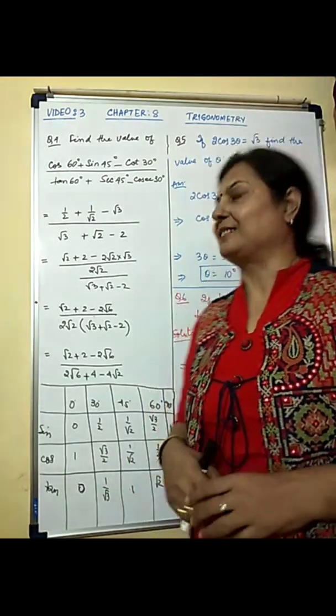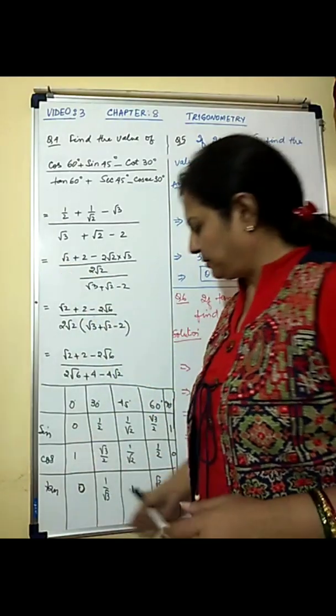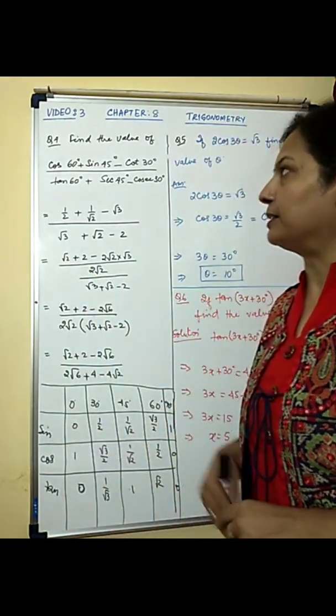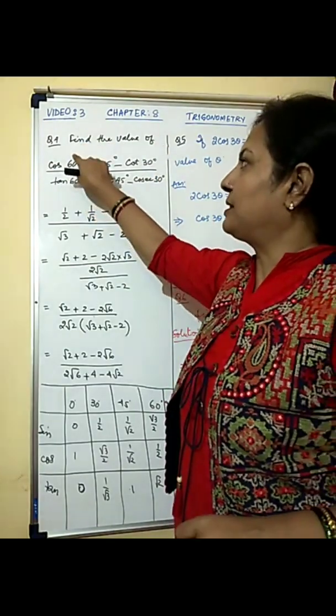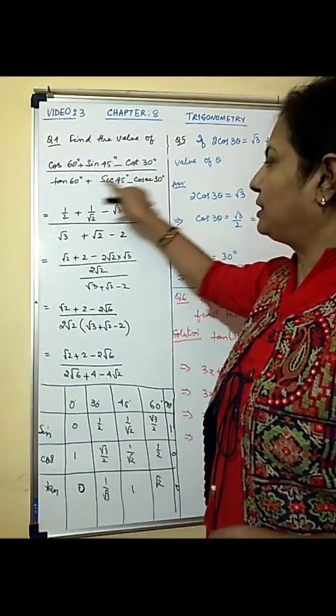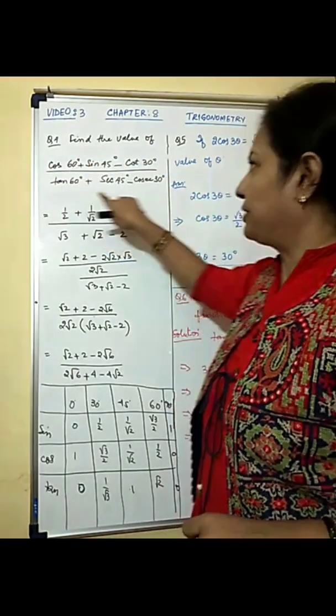Alright, so let us discuss a few more questions, which is again the basic application of just the trigonometric values that we have learned. Question number 4 is find the value of cos 60, sin 45, cot 30, tan 60, sec 45, cosec 30, all the 6 different ratios.